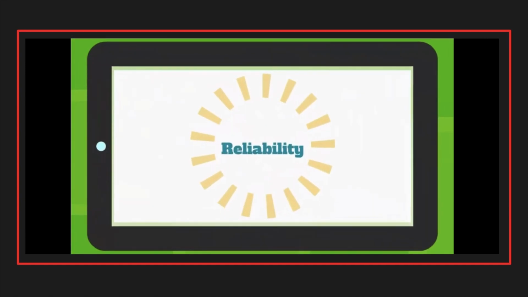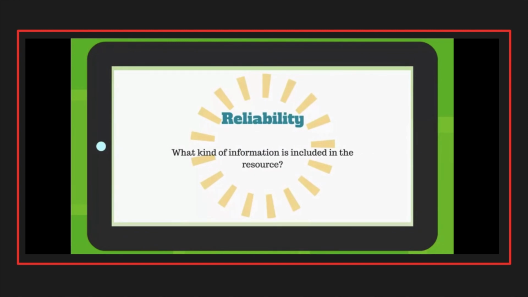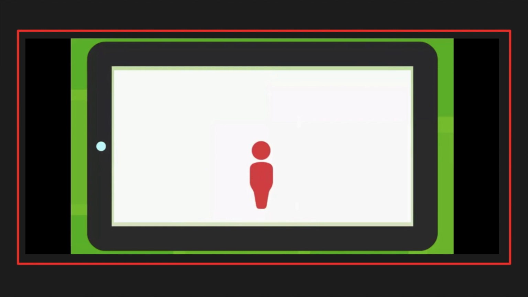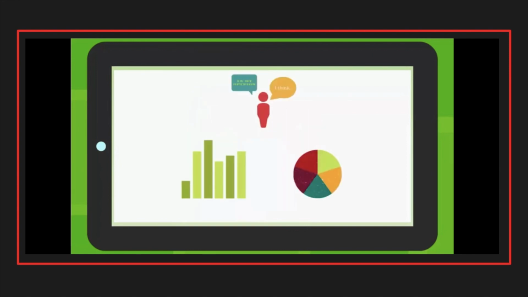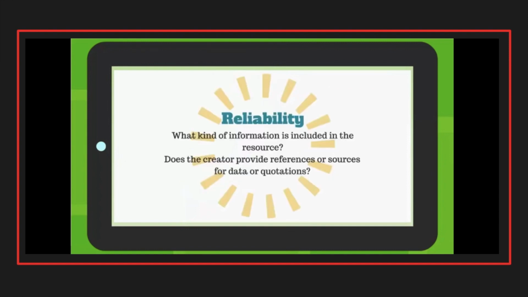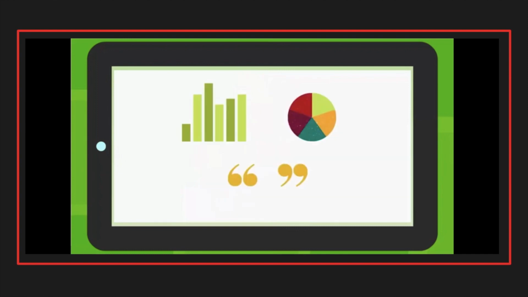Next, we have reliability. What kind of information is included in the resource? Pay attention to the type of information the author is providing. If you see a lot of statements that begin with I think or in my opinion, then you're probably dealing with a source based on a person's opinion and not facts. Also check if the author is providing data to back up their claims. Are there charts or graphs? Does the creator provide references or sources for data or quotations? Having data and quotations in an article is a good sign, but only if the site has provided sources or references. If there are no sources, then you can't be sure the information is accurate.